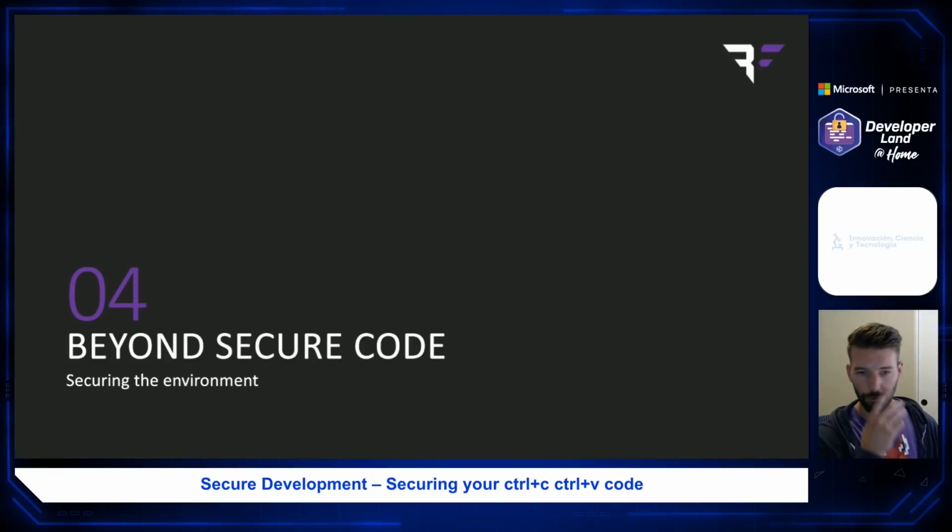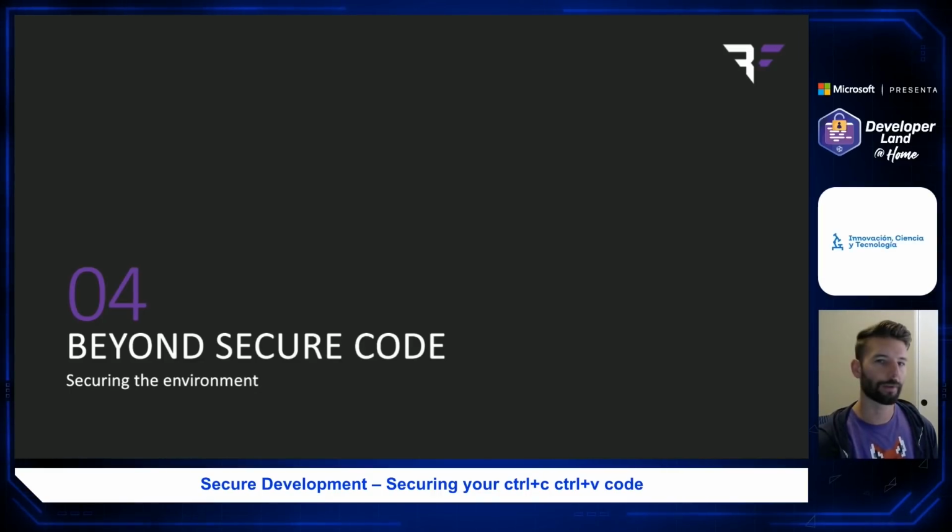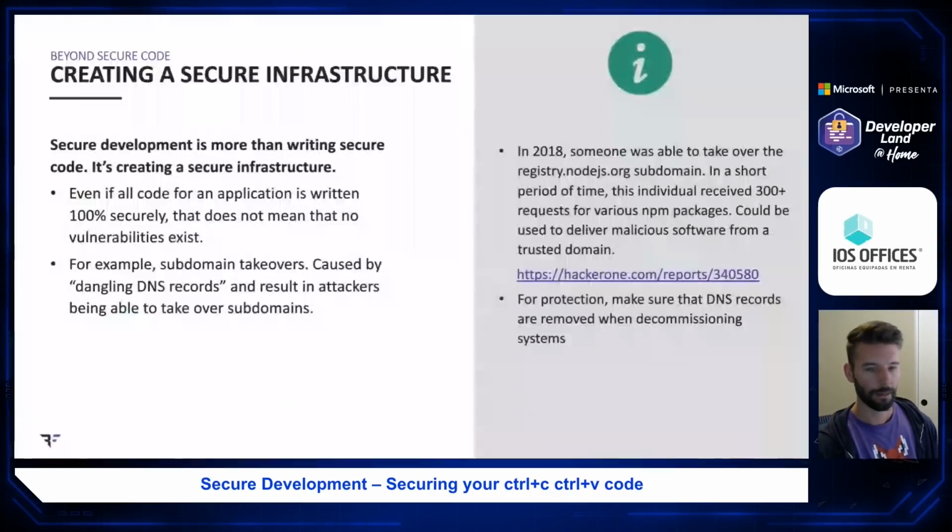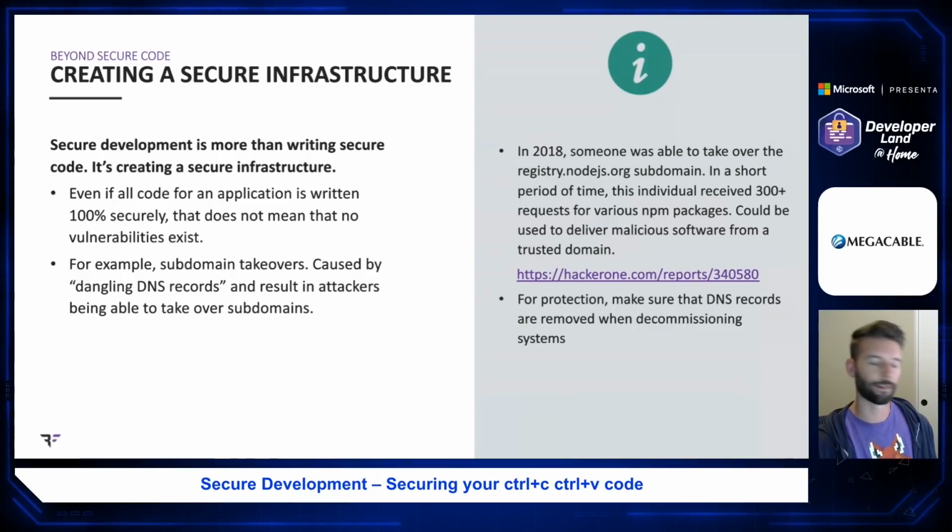So those are some secure coding practices. Now let's talk about other things you can do beyond writing secure code, because even if you write secure code, right, your application is written in 100% secure code. Now, I don't know if that's possible, but just for the sake of argument, let's say that that's the case, right? There are still vulnerabilities that could occur.